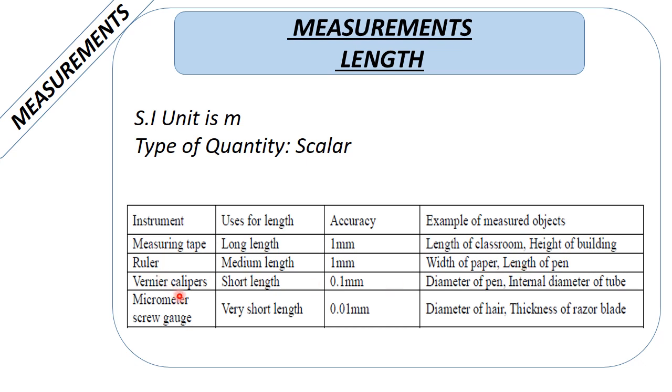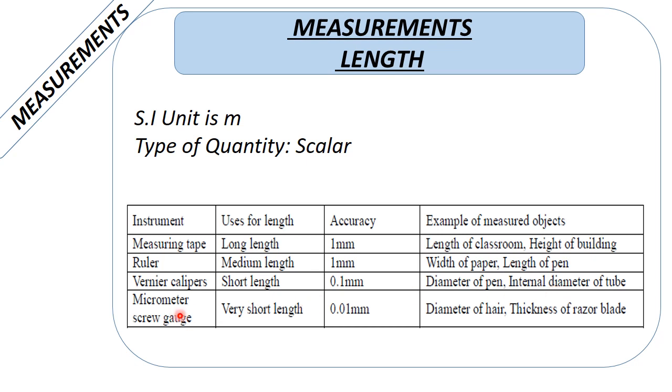We have got an instrument called a Vernier caliper. This is used to measure short length. Accuracy is 0.1 millimeters, which means it cannot measure below 0.1 millimeters. Examples of objects that can be measured include diameter of a pen. I'll explain what diameter is later, but just know diameter of a pen, internal diameter of a tube. So these are very important: diameter of a pen and internal diameter of a tube. I'll explain in details what we are supposed to learn from here.